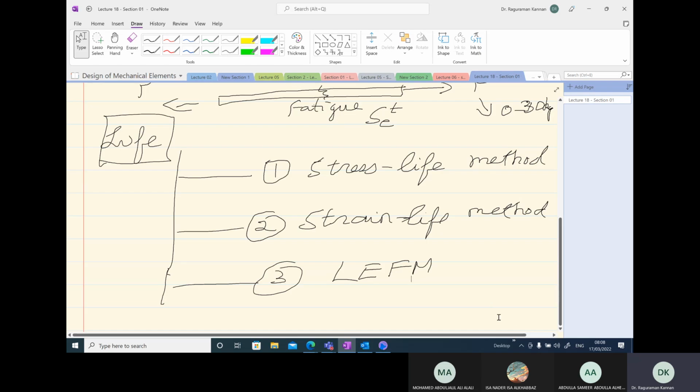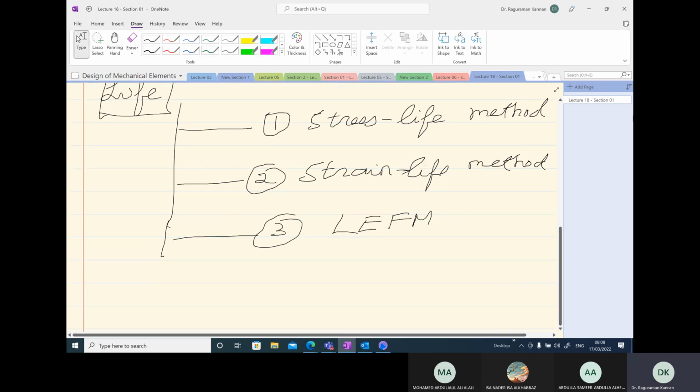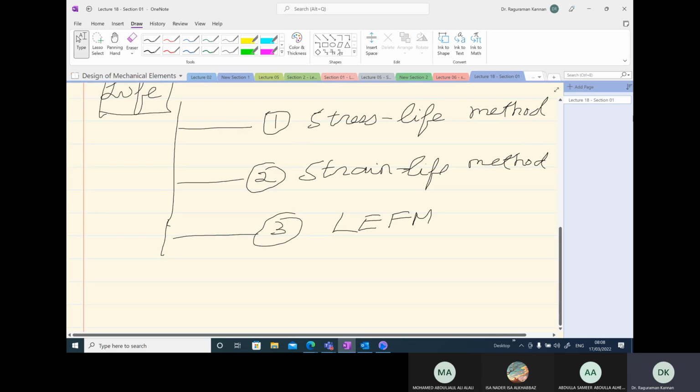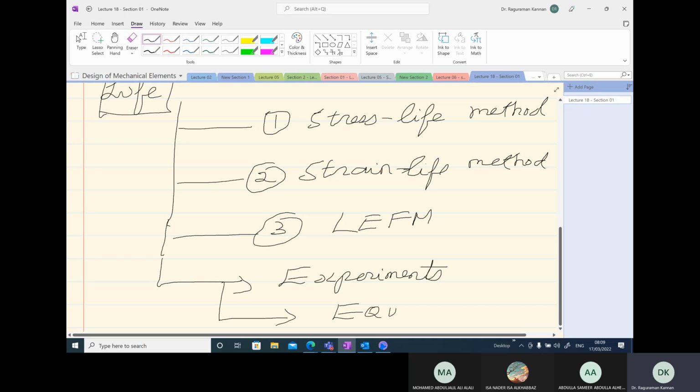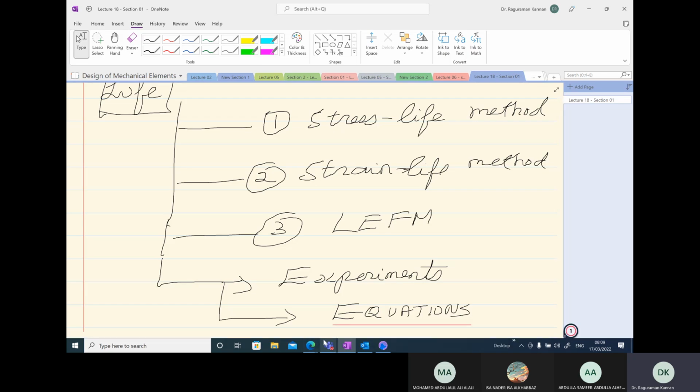First, we will see experimental work, what kind of experiments have to be done in each method. For example, in the stress life method and in the strain life method, we are going to see what kind of experiments are done, and then we will go through equations. Okay. All right. So let's go to the slides now.